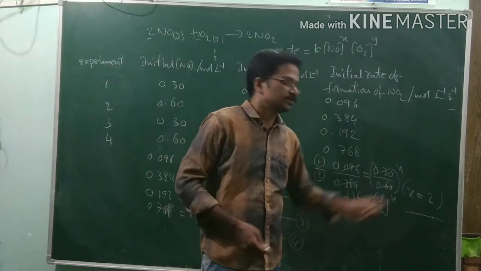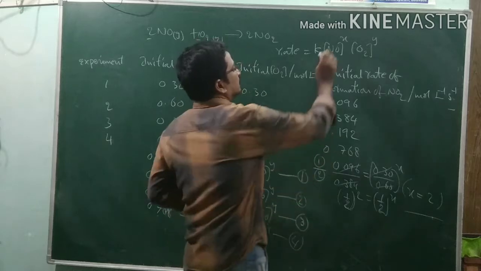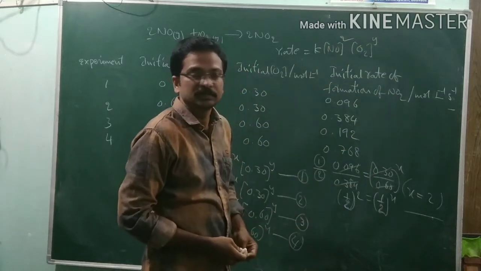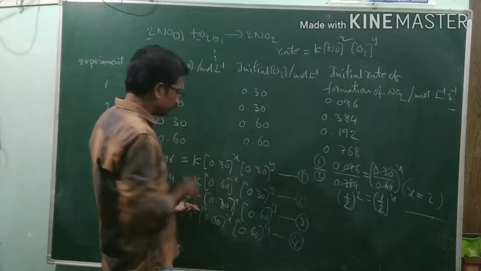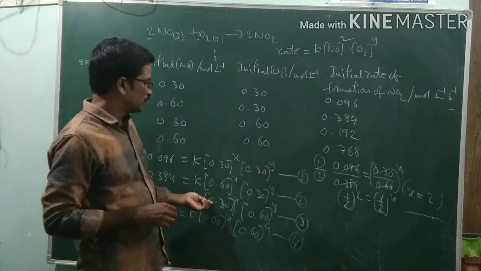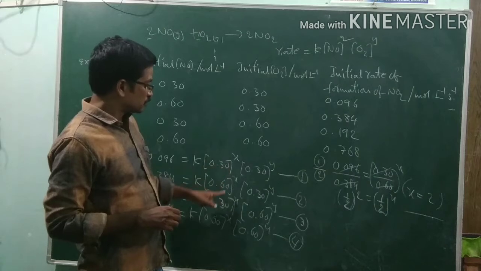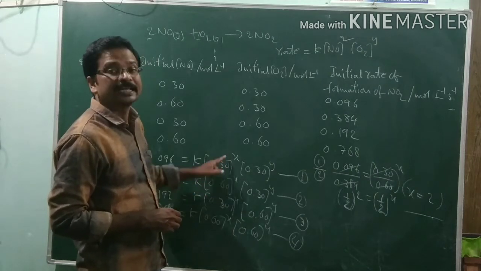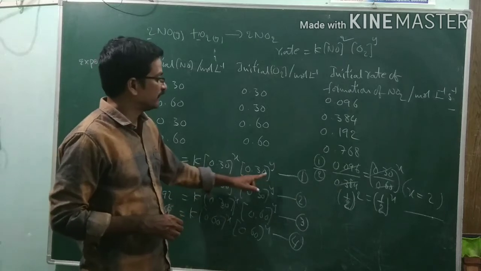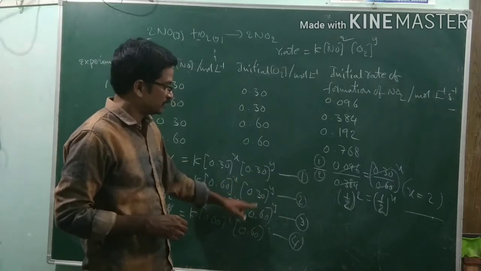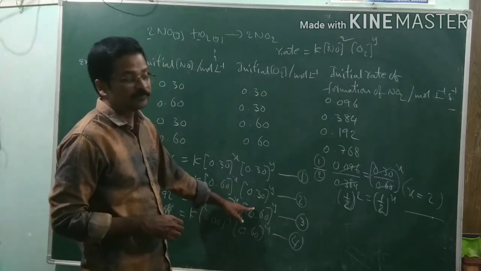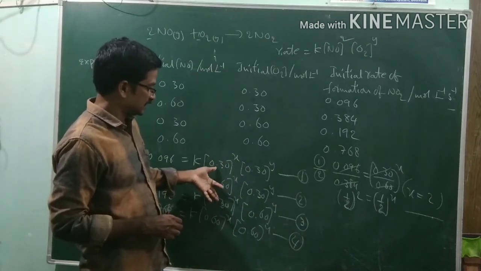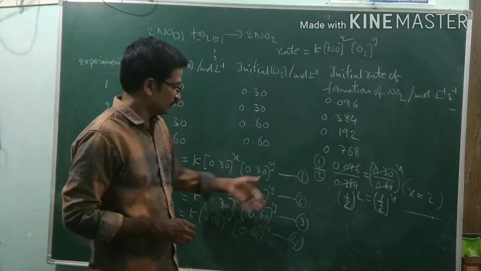X value is equal to 2. So here we find the x value is equal to 2. What is the y value? For getting the y value, the x terms should cancel each other. So these two are cancelled, then you get the y value.